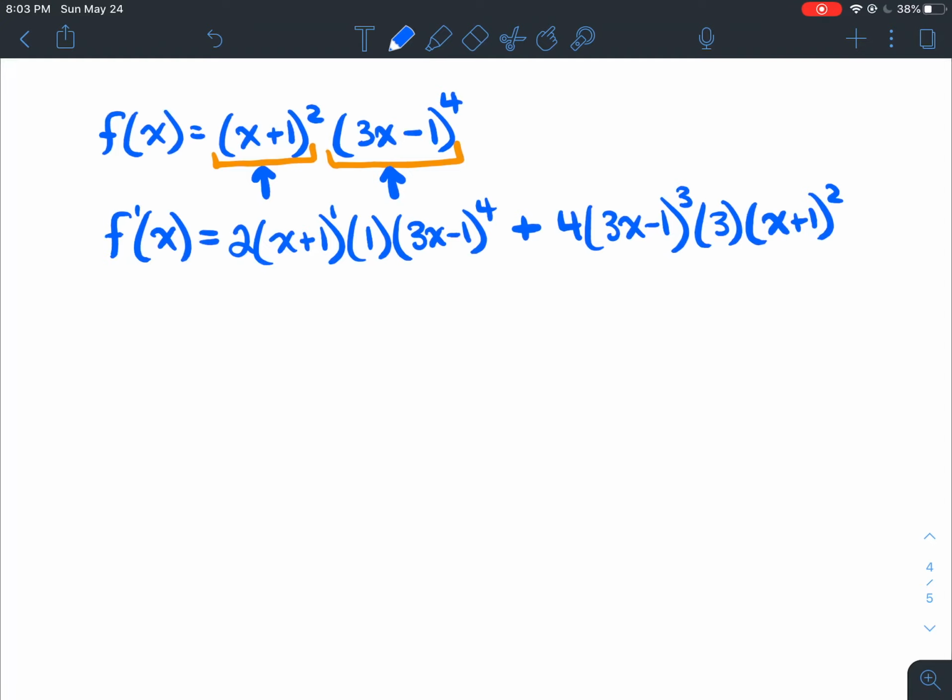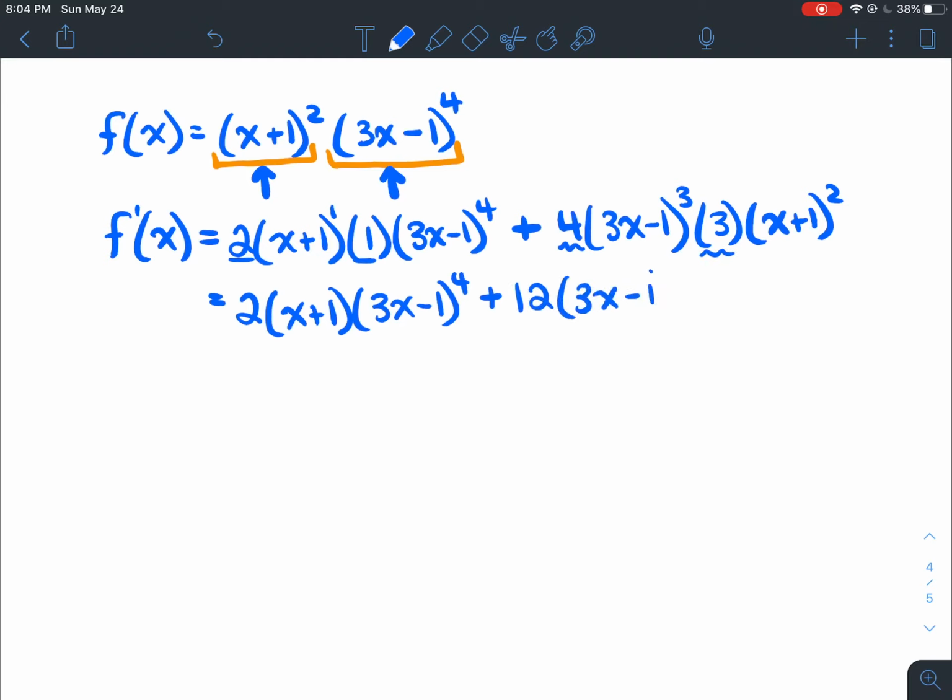Boom. So it's product rule, but I had to use the chain rule when I was finding the derivative of the individual terms. Okay, I'm just going to make this look a little nicer. So might as well combine the 2 times 1. Just make it a 2 times (x + 1) times (3x − 1) to the power of 4. Plus, I think I'll combine the 3 and the 4 here. Make it 12 times (3x − 1) cubed times (x + 1) squared. And now what you can do is, because this form is kind of weird, it's not factored form, not standard form. There's no way I'm expanding it because this power of 4 here, no thank you. But what I could do is common factor.